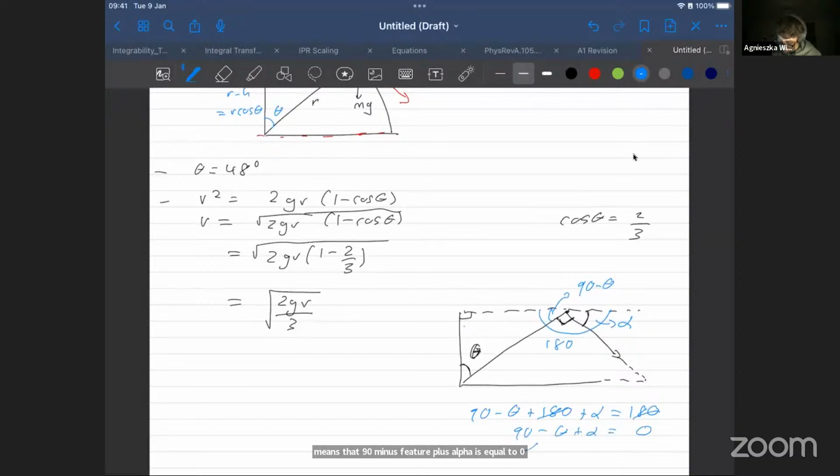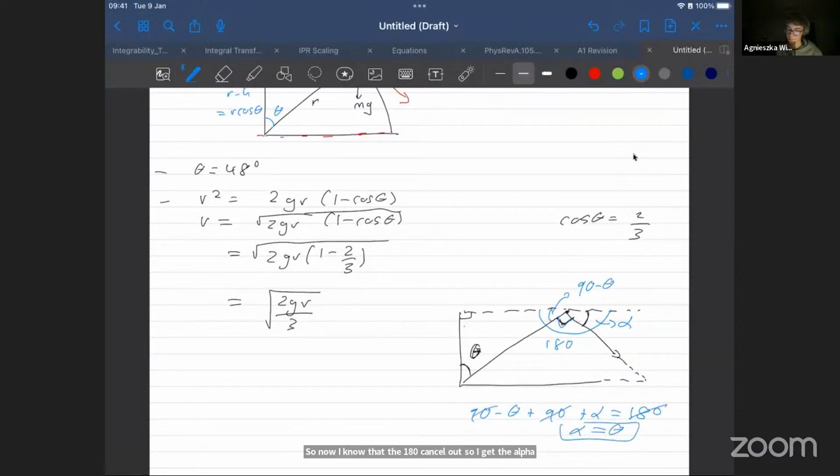So I get that alpha is equal to 90 minus theta. Something is not quite right. Oh yeah, sorry, I don't know why I said that this was 180, because this angle is clearly 90 degrees. So this is 90, this is 90, and this is 180. I just made a little mistake there. So now the 180s cancel out, and I get that alpha is equal to theta.